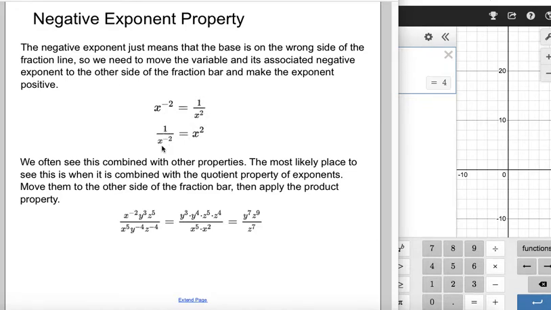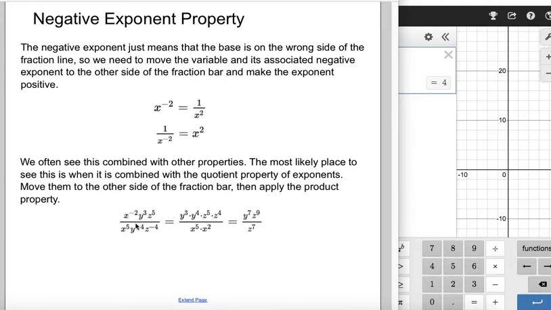And if we had 1 over x to the negative 2, the x to the negative 2 would move to the numerator and become a positive 2. We often see this combined with other properties. The most likely place to see this is when it is combined with the quotient property of exponents. Move them to the other side of the fraction bar, then apply the product property.